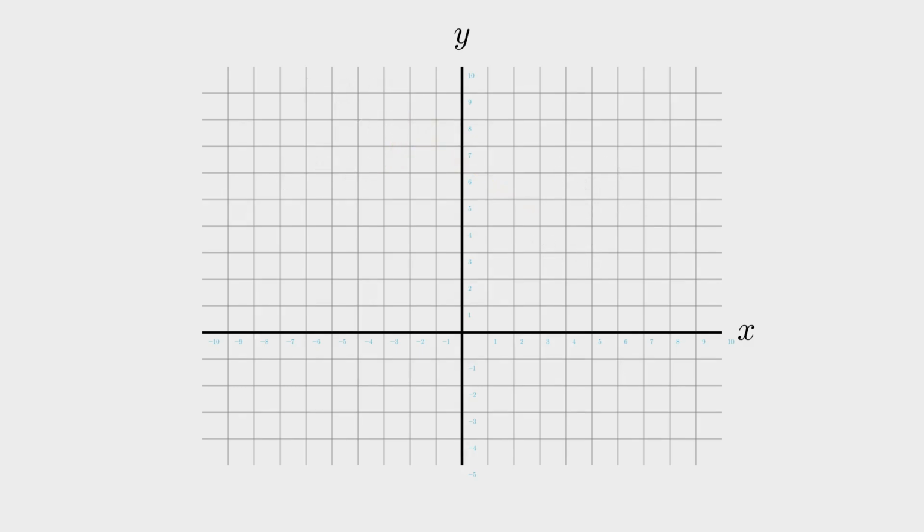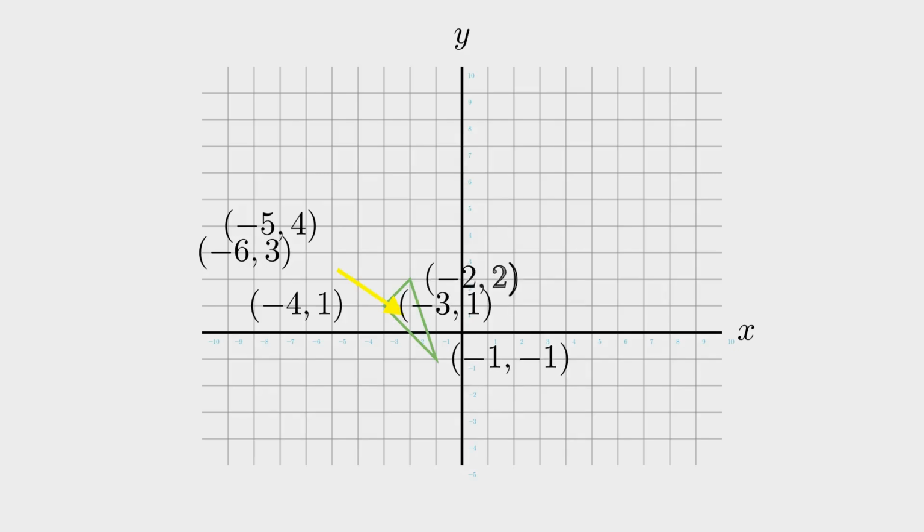Let's try another one. Suppose a different triangle has a point at (-4, 1). After the translation, that point is now at (-1, -1). We start by checking the x-coordinates. The original x was -4, and the new x is -1. That means the point moved 3 spaces to the right. Now, we check the y-coordinates. The original y was 1, and the new y is -1. That means the point moved 2 spaces down. Since all points in the triangle follow this same shift, 3 spaces right and 2 spaces down, we can describe this translation as move 3 right and 2 down.